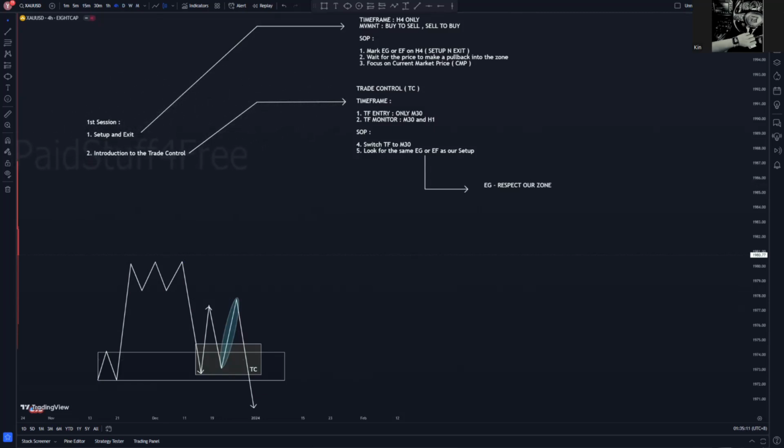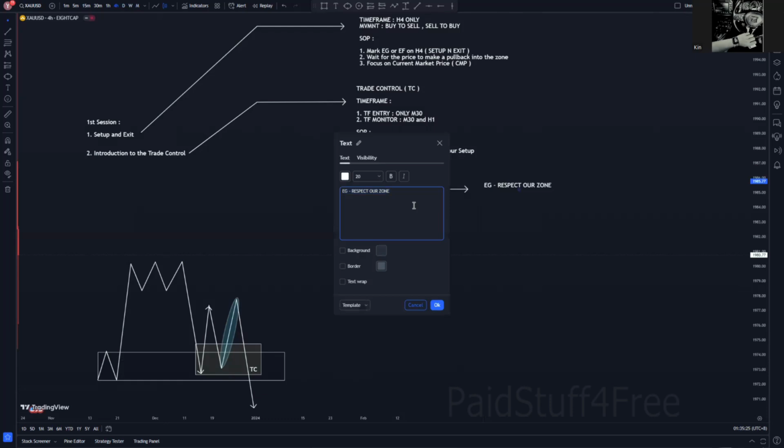What is the most important thing we need to see in H4? What is the most important thing in M30, and so on? All right, if there is no question, how about the EF?